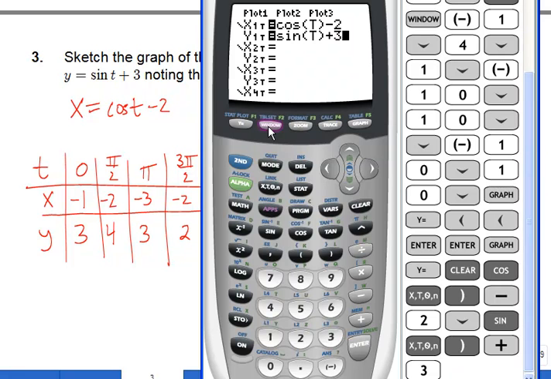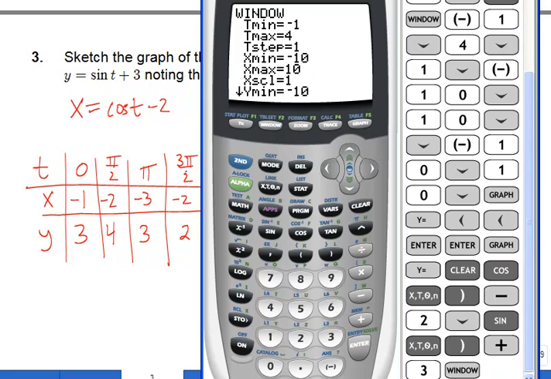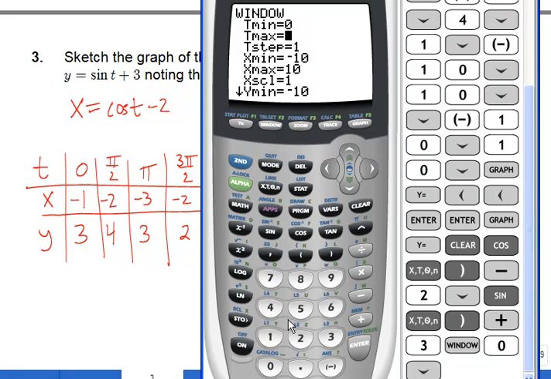And when we go to window, remember how we used our t's here? We used t's that were angles. We want to do that here as well, just to make these values come out nice. So I'm going to let my tmin be 0, and I'm going to let my tmax be 2 pi. So 2, and then I'm going to click pi.